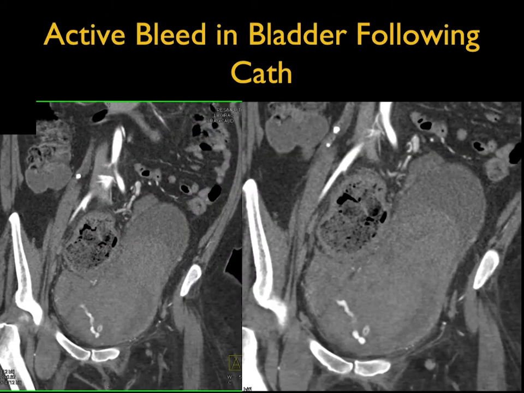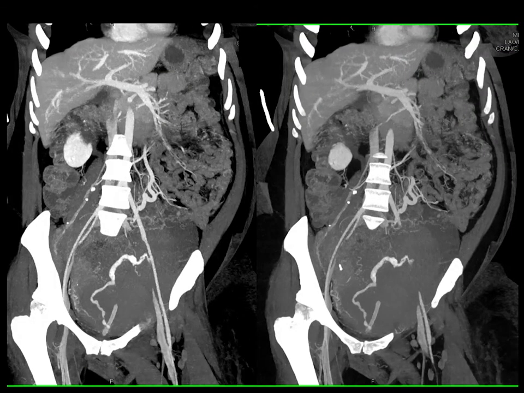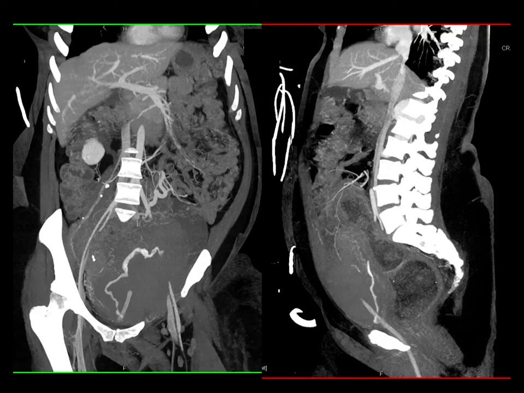Look at the active bleed as we go from arterial to venous phase imaging. Indeed, very, very impressive, but a good example of not only saying there's blood in the bladder, but finding the cause, which was trauma, and it's active bleeding.